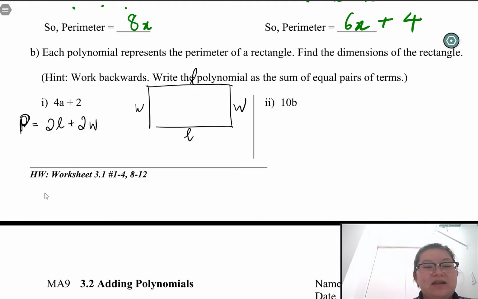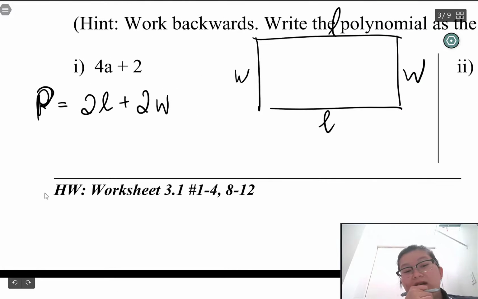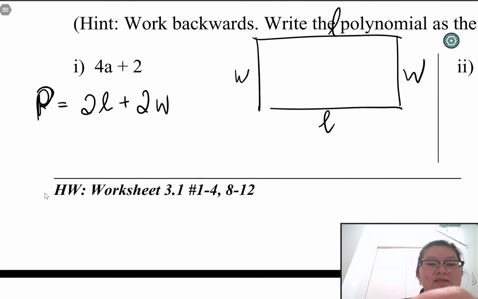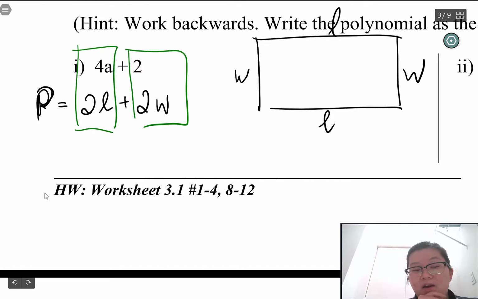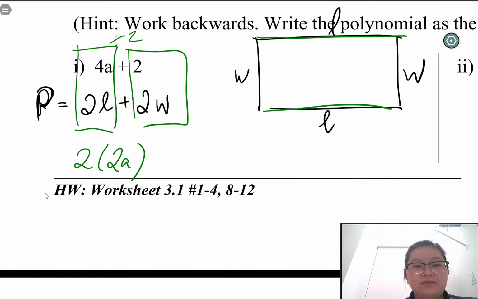So if we take a look at this set, it almost seems very straightforward just to say that the 2 represents the side with the width, and then the 4a represents the side with the length. So that 4a is equivalent to 2 side lengths, meaning that all we have to do is divide 4a in half. So dividing 4a in half is going to give us 2a, because that's 2 side lengths.